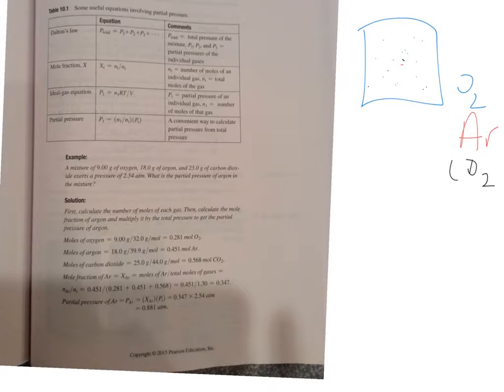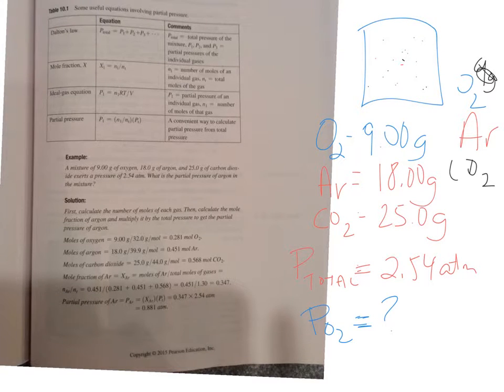Okay, and here it gives us the mass of the oxygen, 9 grams, so it gives us all these masses of the gases. It gives us the total pressure and asks us to find the pressure of the oxygen. So we can find the pressure of oxygen if we know what part oxygen makes up out of this whole. What percent is the oxygen out of this whole?